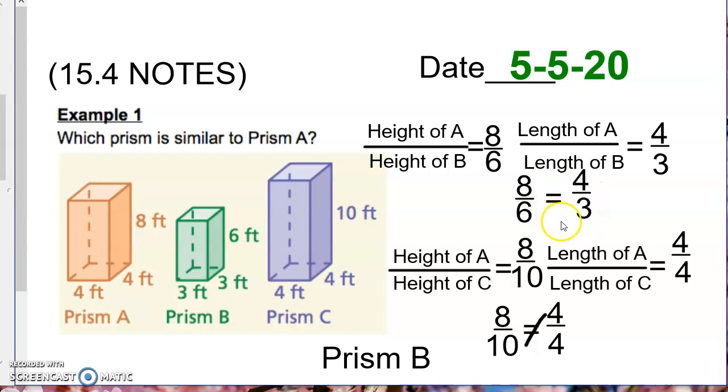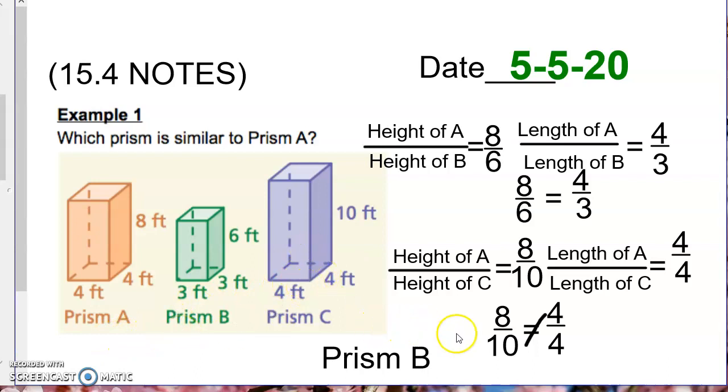Well, I have different ways that I can do that. I think the easiest way to do that is to do cross products. So 8 times 3 is 24, 6 times 4 is also 24, so that means that those would be proportional to each other.